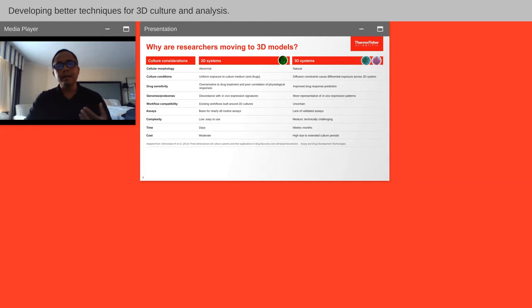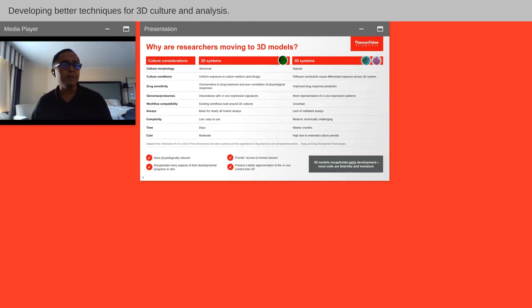But what we like with the 3D models is that they're more physiologically relevant. They provide access to human tissues, and I think they provide better approximation to what you'll see in the body compared to 2D.